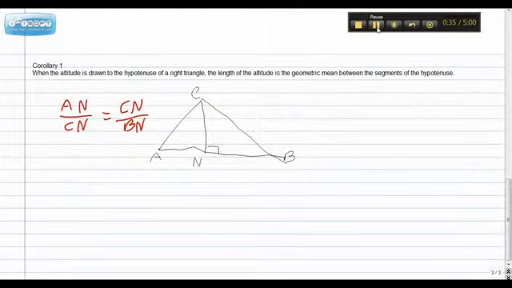Corollary 1. When the altitude is drawn to the hypotenuse of a right triangle, the length of the altitude is the geometric mean between the segments of the hypotenuse. This means that CN is the geometric mean between AN and BN.